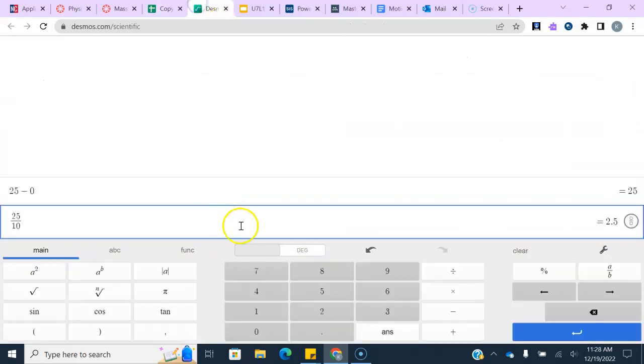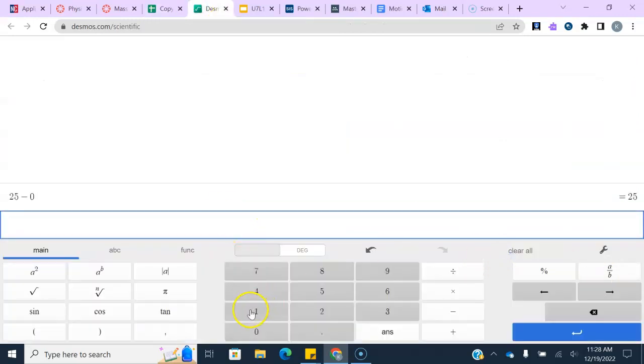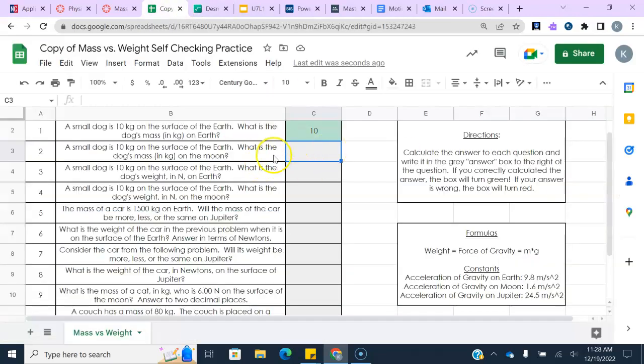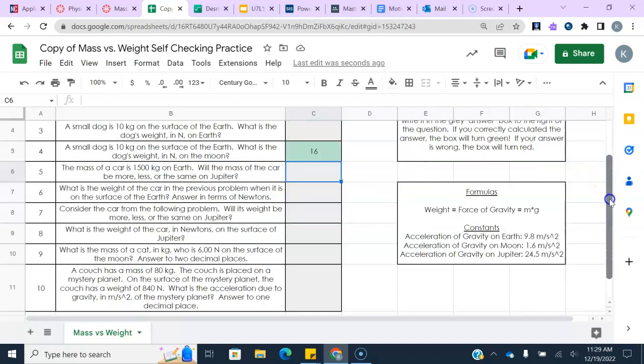Of course, we'll need a calculator for this. 10 times 1.6 gives us 16 newtons. So that would be the weight of the dog on the moon. 16, and it turns green, so that is correct. Let's just do one more where we solve for a variable that's not newtons, just so we're all on the same page.